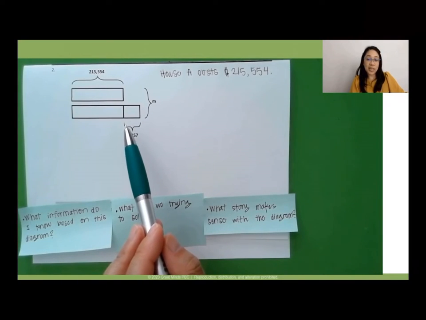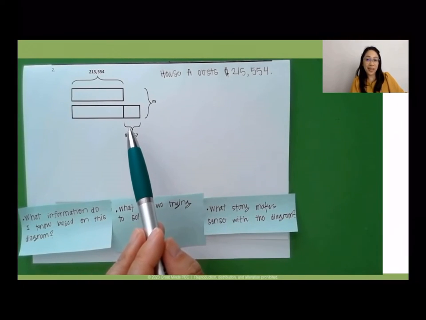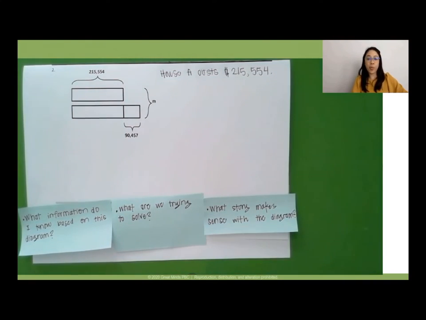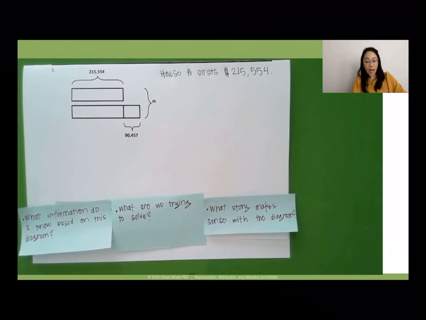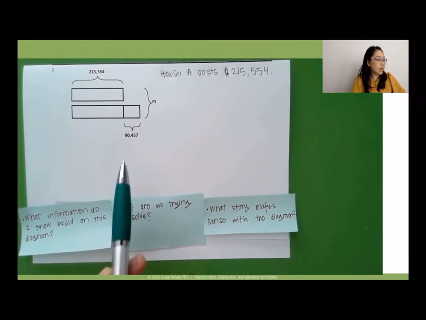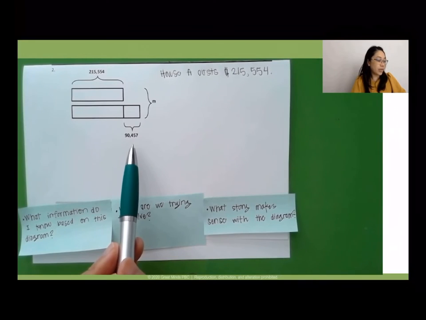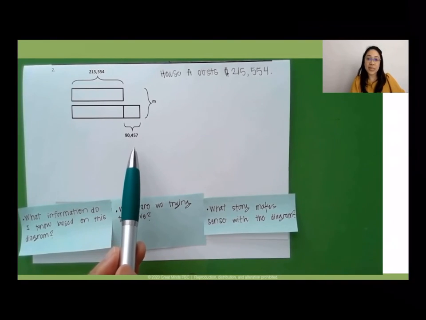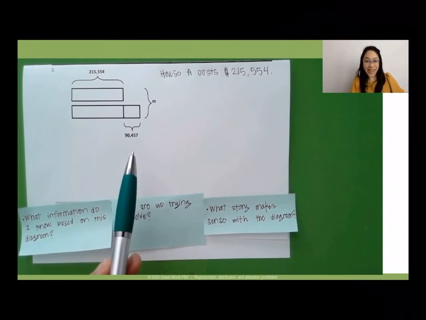This tape illustrates the cost of house B. What sentence can we add to our word problem to tell us about the value of house B? I was thinking that we could write house B is $90,457 more than house A. Let's write that in.